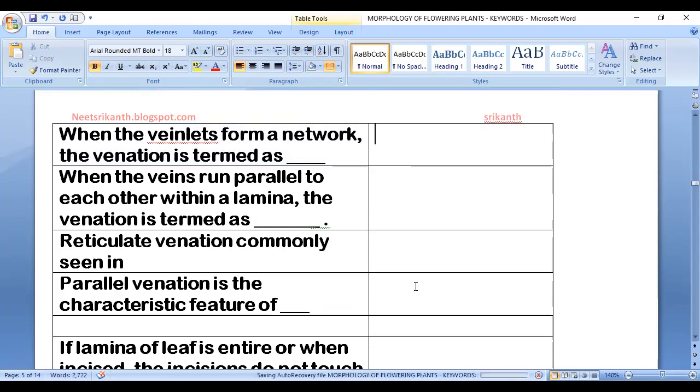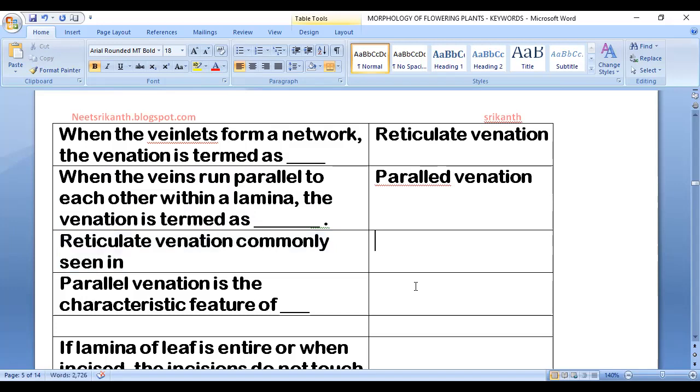When the veinlets form a network, the venation is termed reticulate venation. When the veins run parallel to each other within a lamina, the venation is termed parallel venation. Reticulate venation is commonly seen in dicotyledonous plants. Parallel venation is the characteristic feature of monocotyledons.